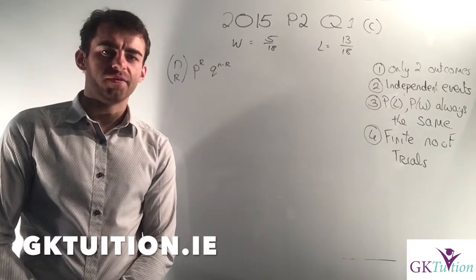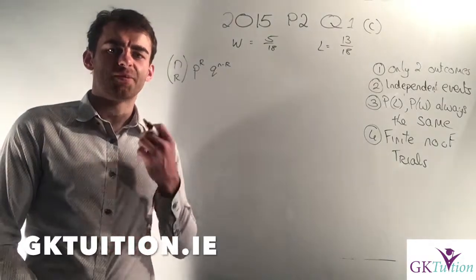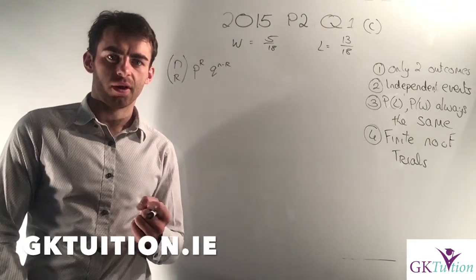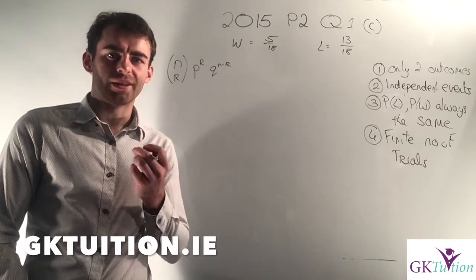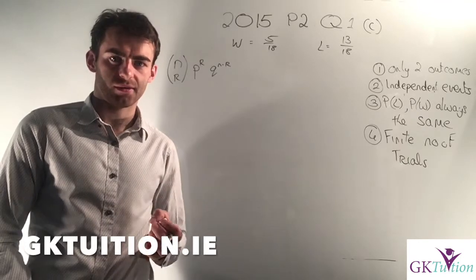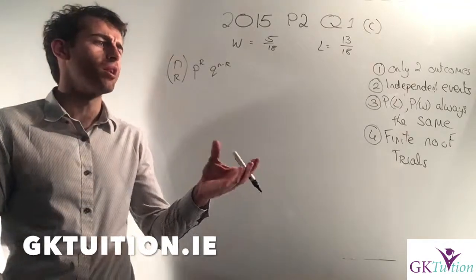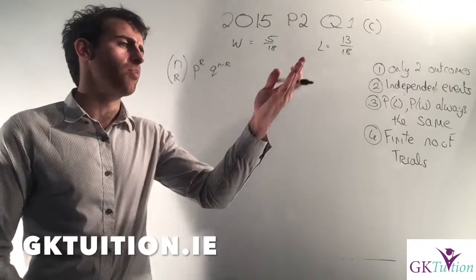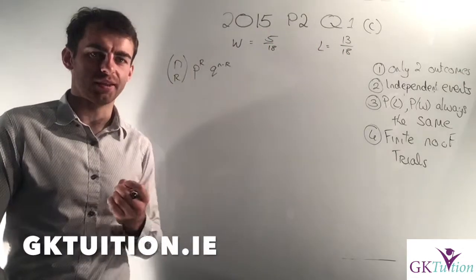Okay, so for part C of this question, we're told that the experiment is repeated again and again until 3 wins occur. And we need to find the probability that the 3rd win occurs on the 10th throw of the dice. Okay, so the information I already know is that the probability I win is 5 over 18, and the probability I lose is 13 over 18.